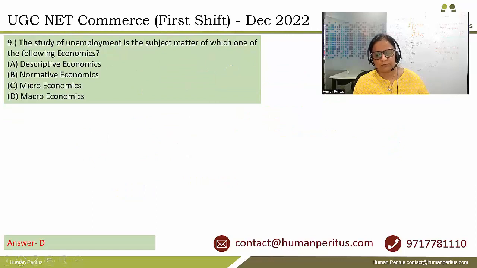Okay, the study of unemployment is the subject matter of which one of the following economics? Everyone knows that microeconomics deals with the study of individual agents of the economy, right? Like for example, firms, consumers, producers, right? Whereas macroeconomics talks about studying the behavior of the economy as a whole, right? Study of aggregates. That comes to be like, for example, unemployment, inflation, economic growth, etc. So the correct option to this question is option D.